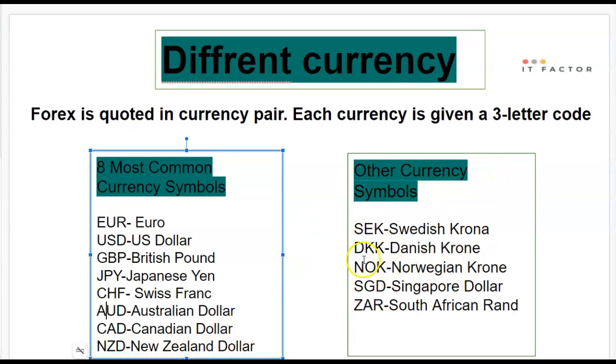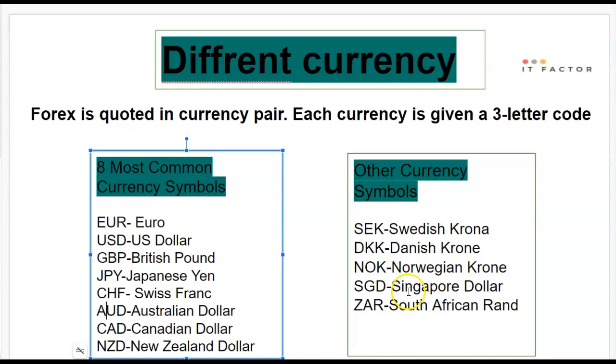And here on the right hand side, these are other currency pairs. They are also called the exotic pairs. So you got SEK for Swedish krona, DKK for Danish krone, I can't pronounce NOK, Norwegian krone. And you got the other ones, okay? I want you to pronounce them yourself. But so these are the exotic pairs.